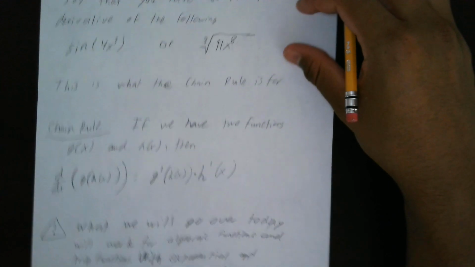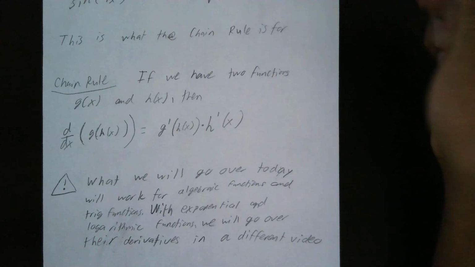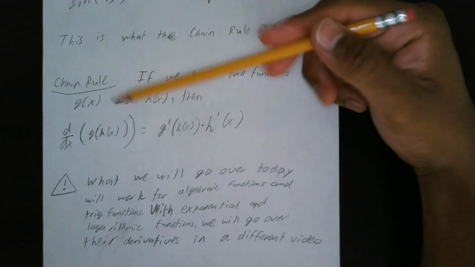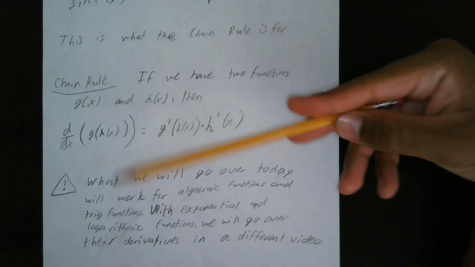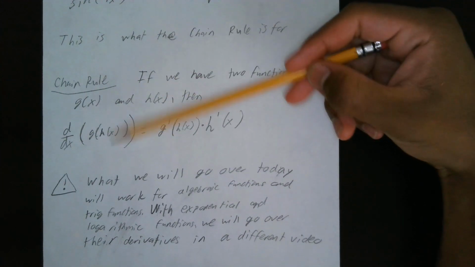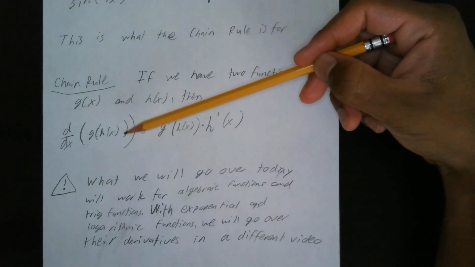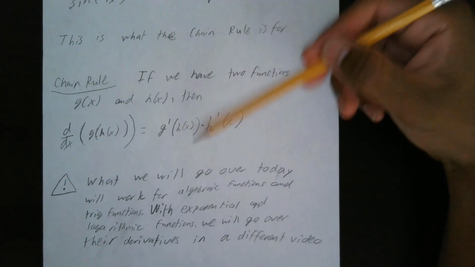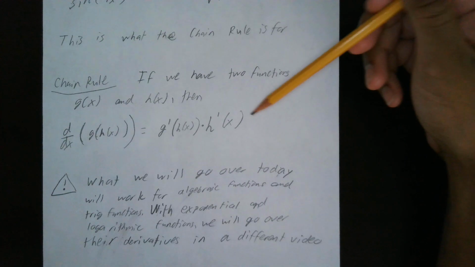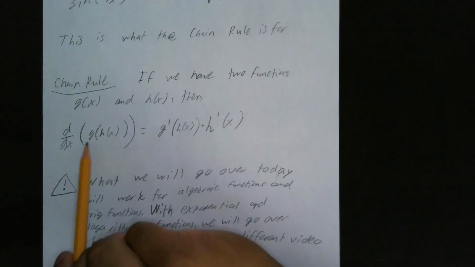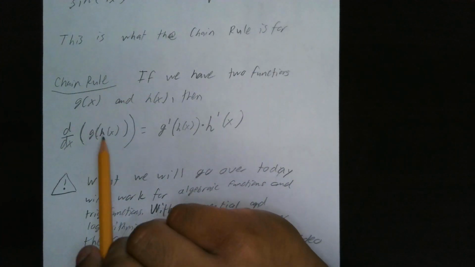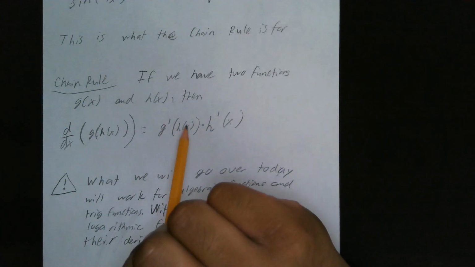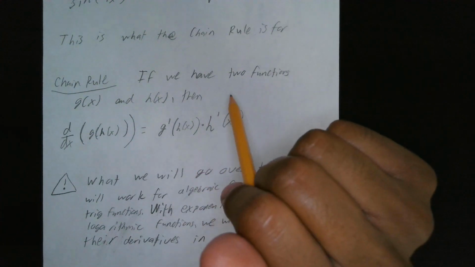So here it is. If we have two functions, g of x and h of x, then the derivative of g of h of x will be g prime of h of x times h prime of x. So if you have a function within another function, then the derivative of that will be g prime, and then within that h of x, times h prime of x.